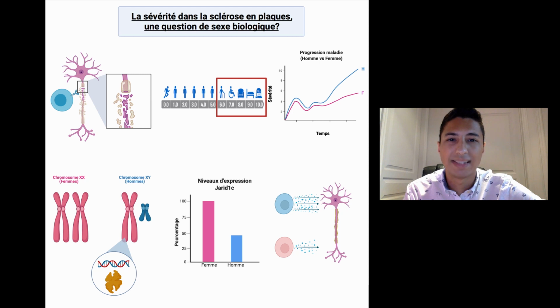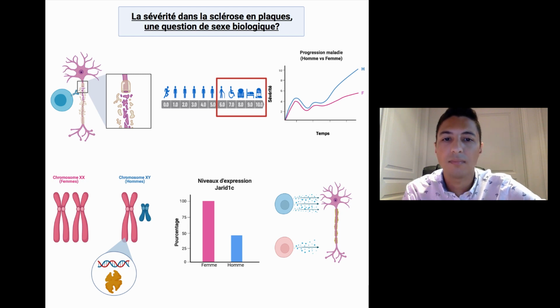My research team is therefore interested in understanding this phenomenon of difference in severity between the sexes, but in another way. Indeed, we have identified that the sex chromosomes, which determine the biological sex of an individual, have an important role to play, and that one gene in particular, JARID1C, would be related to this difference. My research projects therefore consist in characterizing and trying to understand more the link between this gene and the severity of MS.